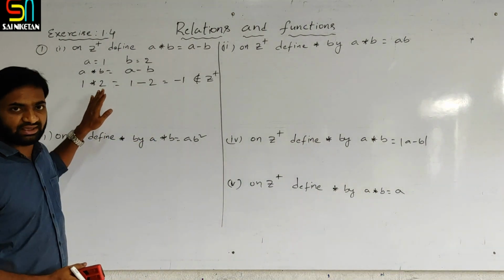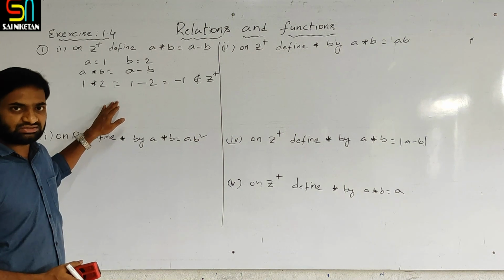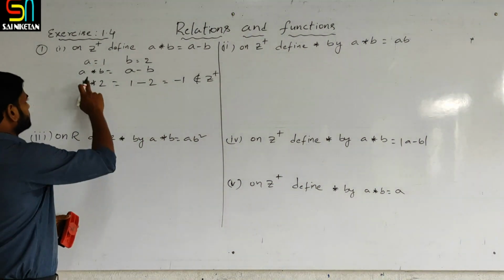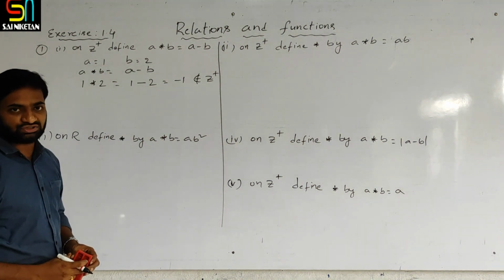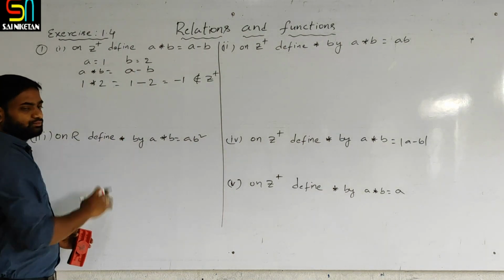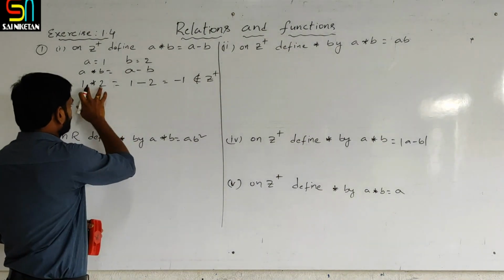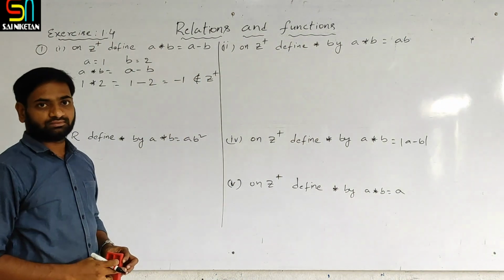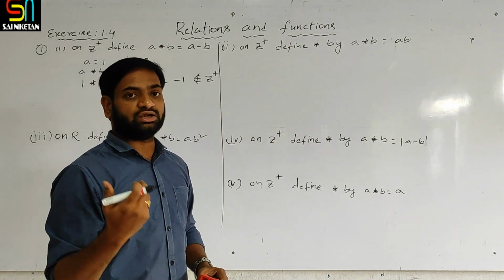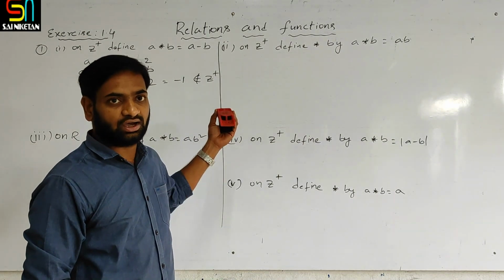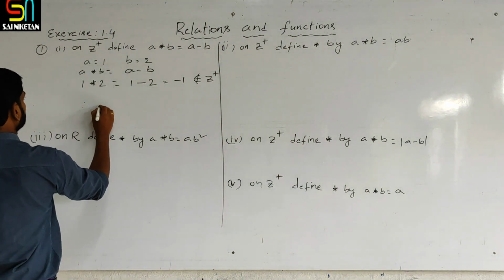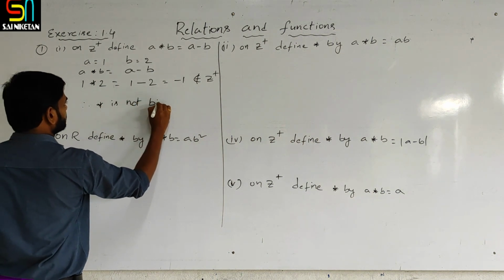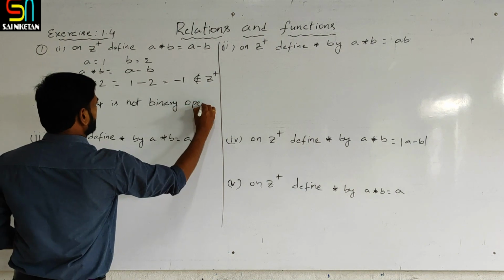Then only it is binary operation. But here, in one of the cases, that case I am taking is going to fail. A star B is equal to A minus B is the given operation. Now A value is 1, B value is 2. I am doing the operation between 1 and 2. If the result belongs to the same set, then it is binary operation. If it does not belong to the same set, it is not binary operation. Therefore, star is not binary operation.